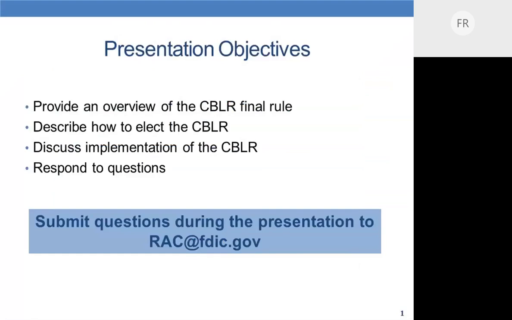So now on to slide 1, where we'll discuss the objectives for today's presentation. Today we want to emphasize the qualifying criteria, discuss the ease of electing the CBLR framework, and also describe how the CBLR works. Finally, we will answer some of the questions emailed prior to or during the presentation after going through the slides.